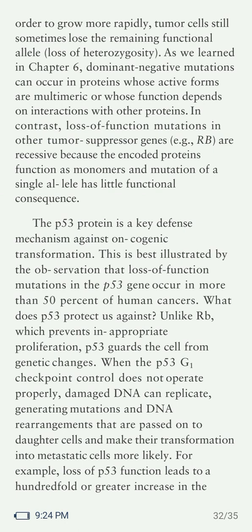The P53 protein is a key defense mechanism against oncogenic transformation. This is best illustrated by the observation that loss of function mutations in the P53 gene occur in more than 50% of human cancers. What does P53 protect us against? Unlike RB, which prevents inappropriate proliferation, P53 guards the cell from genetic changes. When the P53 G1 checkpoint control does not operate naturally, damaged DNA can replicate, generating mutations and DNA rearrangements that are passed on to daughter cells and make their transformation into metastatic cells more likely.